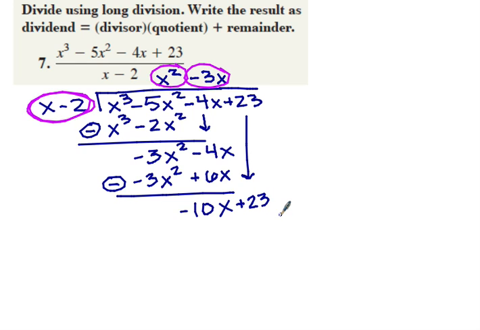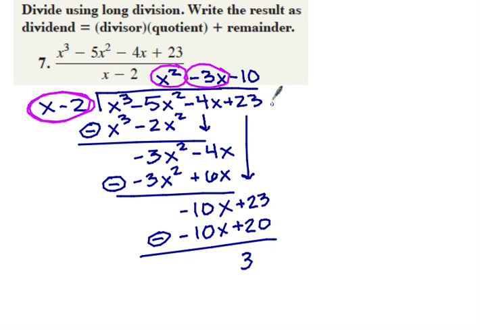So how many times does x go into a negative 10x? Well, what times x gives us negative 10x? Negative 10. Good. And we'll do that same process. What's negative 10 times the x minus 2? So we'll end up with negative 10x plus 20. We'll subtract those from each other. Negative 10 minus 10 is 0. 23 minus 20 is 3. So our remainder here is going to be 3.